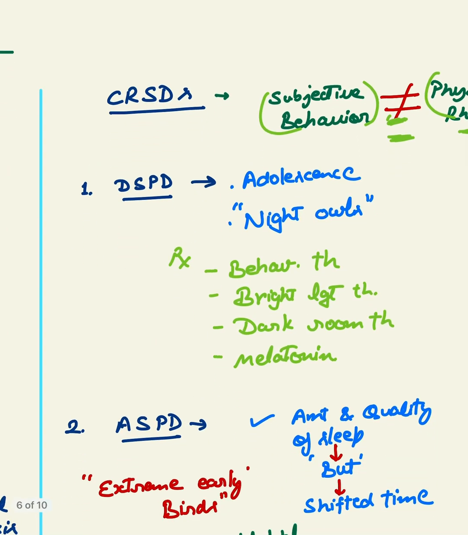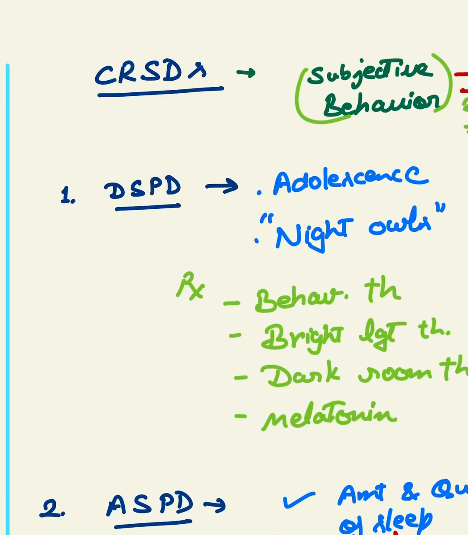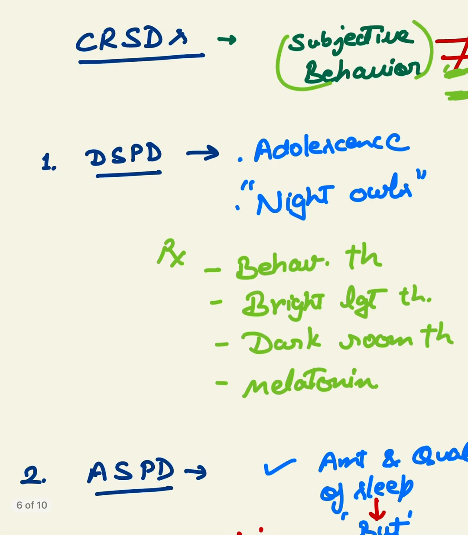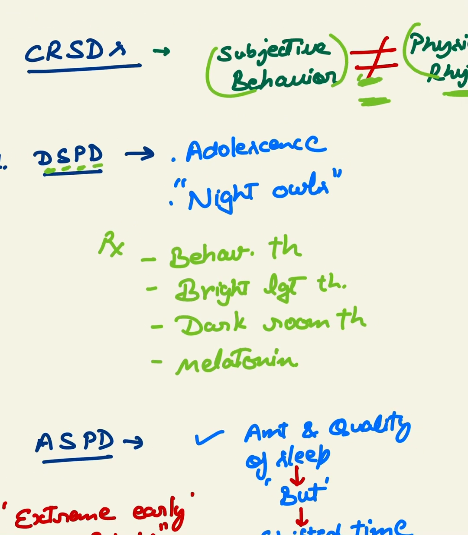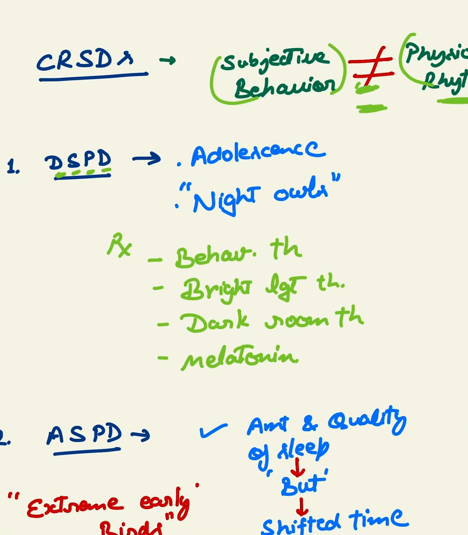Number first, we have to discuss the circadian rhythm disorders. Number first is delayed sleep phase disorder. What is it? It means the sleep is delayed, and most commonly it is seen in adolescents. These people are called night owls. They go to bed extremely late. So these are called the night owls.